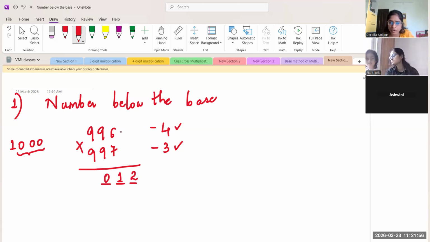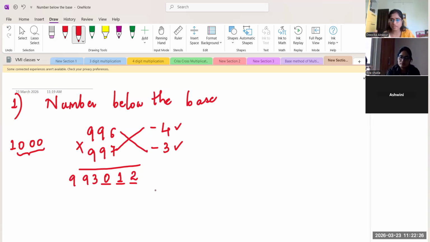Then just find the cross difference or cross sum. That's it. Cross answer. It could be a cross difference or a cross sum, depending upon whether the sign is negative or positive. 996 minus 3 will be 993. Or 997 minus 4 will be 993. So just write those numbers here. That's it, and this is the answer, right? Very simple, right?